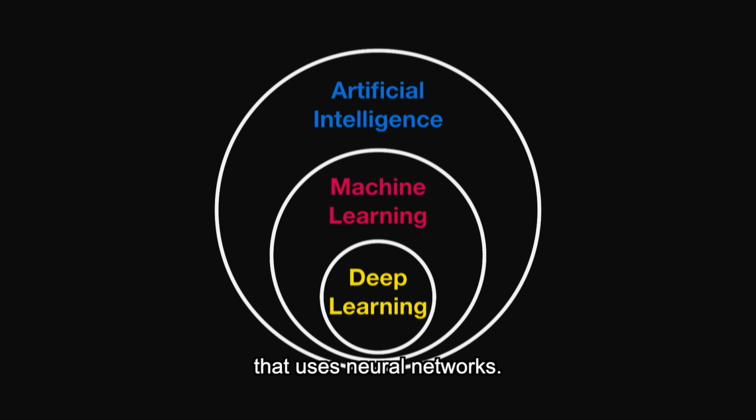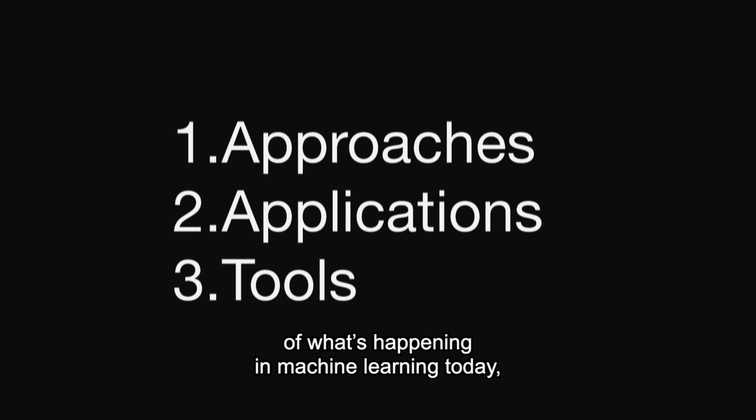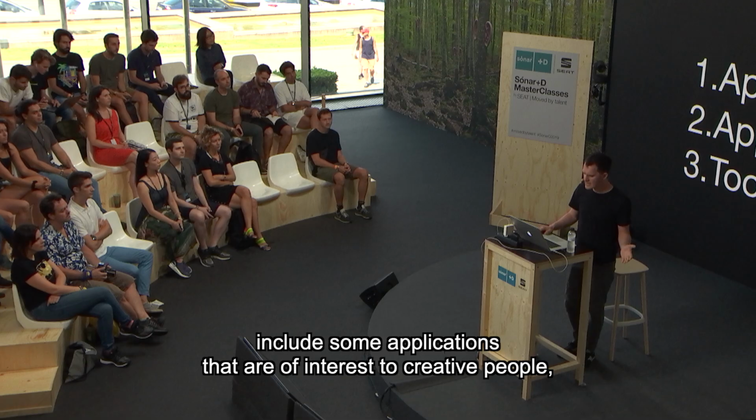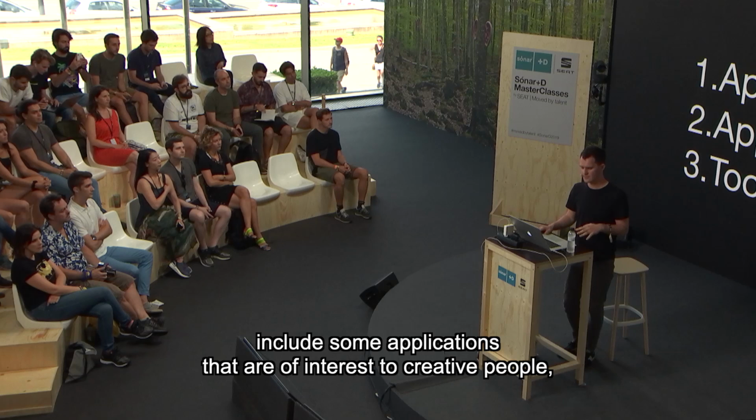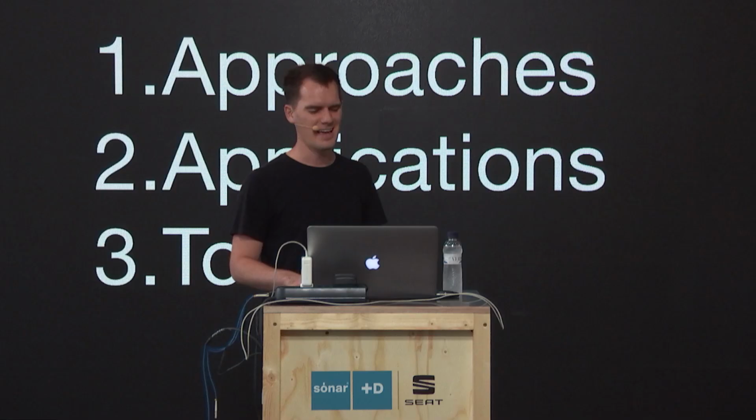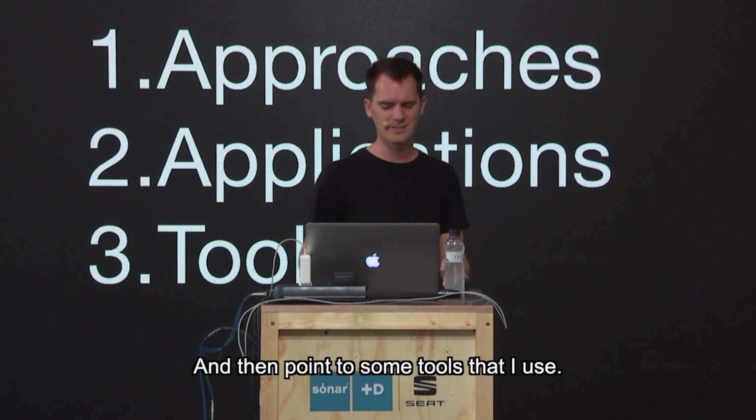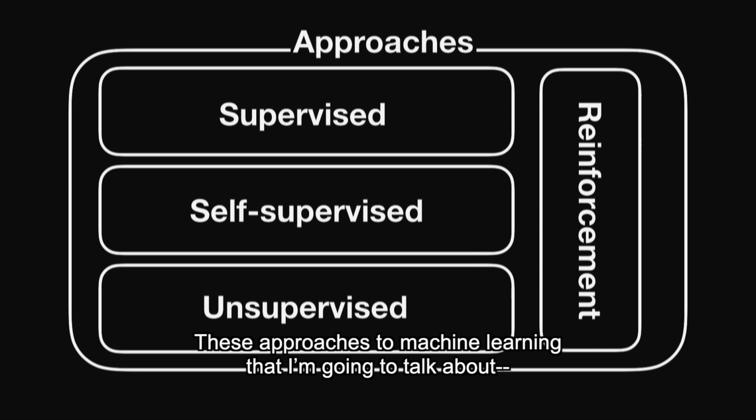So I'm going to give a high-level overview of what's happening in machine learning today, and I want to include some applications that are of interest to creative people, like everyone in this room, and then point to some tools that I use. Let's try and break that down a little more. So these approaches to machine learning that I'm going to talk about, there's actually a lot more, but there's four that I want to talk about.